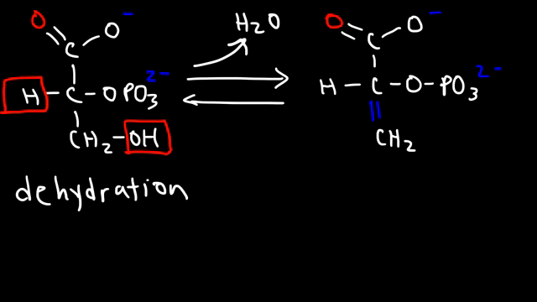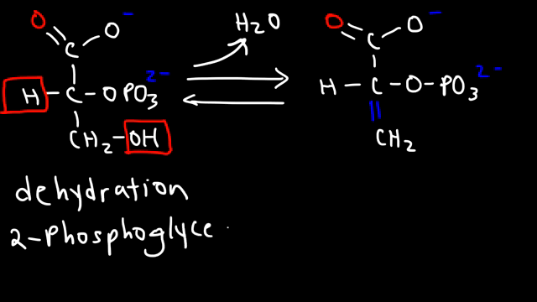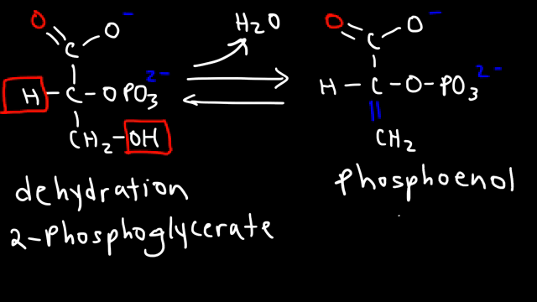Now, we said that the name of this reactant, which is the product of the last step, is 2-phosphoglycerate. What do you think the name of the product will be? Now, this one might be a little hard to figure out, so I'm going to give it to you. The product is called phosphoenol pyruvate.